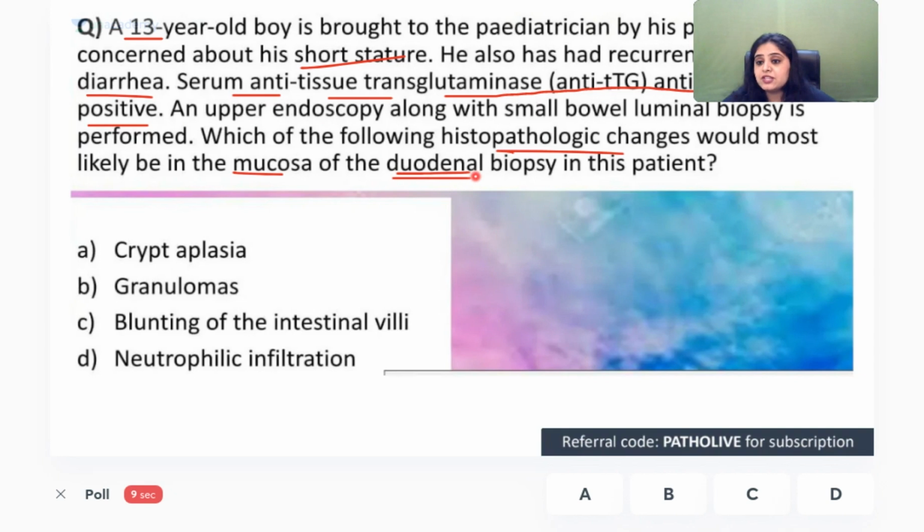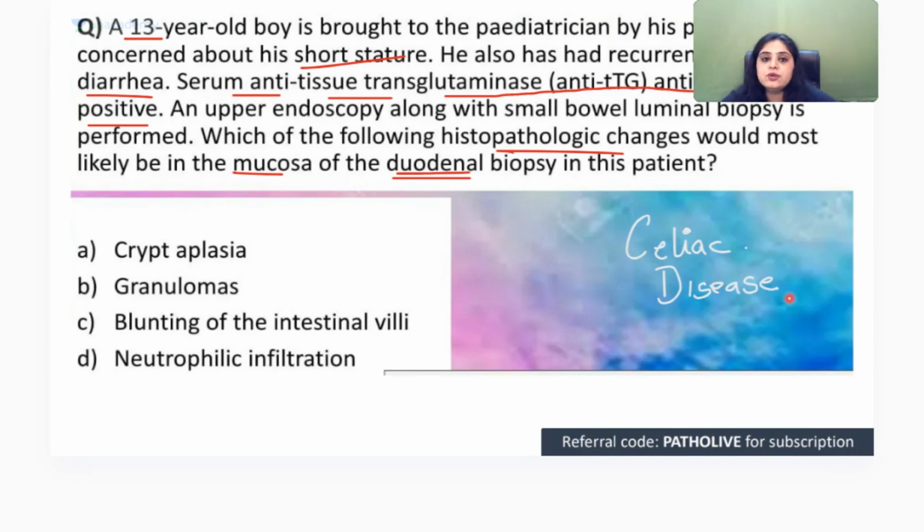So not only does this have catch points, it's teaching you a lot about the disease. And what disease are we talking about? When I say anti-tissue transglutaminase, very good. There's no image in the question. So this is going to be celiac disease.